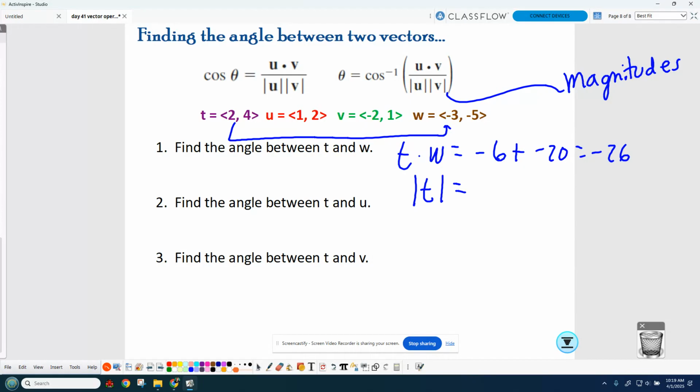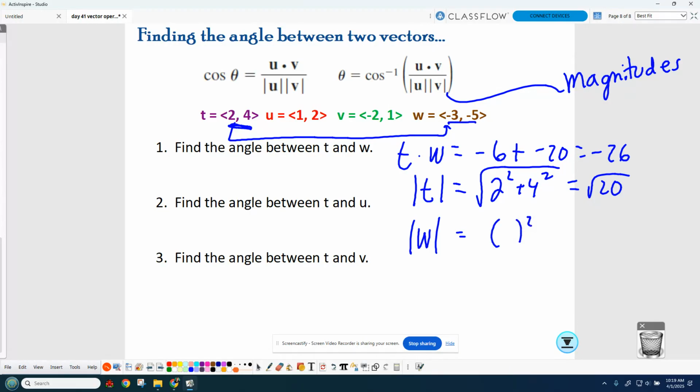I need the magnitude of T. Sorry, magnitude of T. How do I find the magnitude? Pythagorean theorem. Okay, 2 squared plus 4 squared under the square root, so 4 plus 16, square root of 20. What's the magnitude of W, Leo? Magnitude of W, how do I calculate it? You do the Pythagorean theorem.